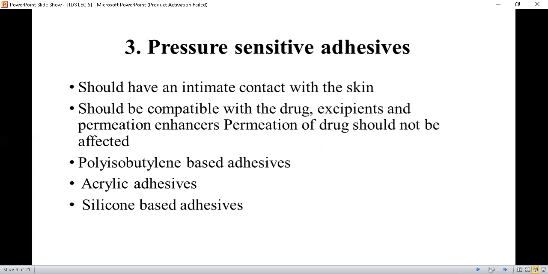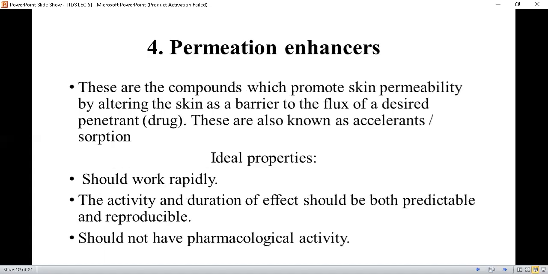In transdermal drug delivery system, we require some permeation enhancer that facilitates the absorption of drug through the skin by increasing its solubility through the layers of the skin. Permeation of drug should not be affected, means movement of drug along the layers of the skin must not be affected. Polyisobutylene based adhesive, acrylic adhesive, silicone based adhesive, these are the adhesives which are being used in transdermal drug delivery system. Let's proceed further. Now, permeation enhancer.